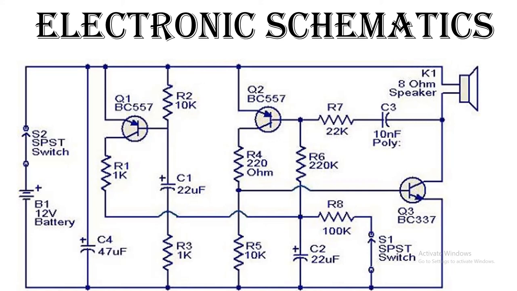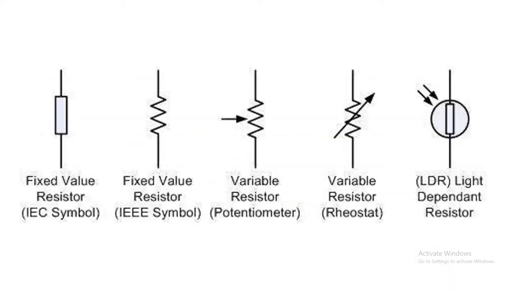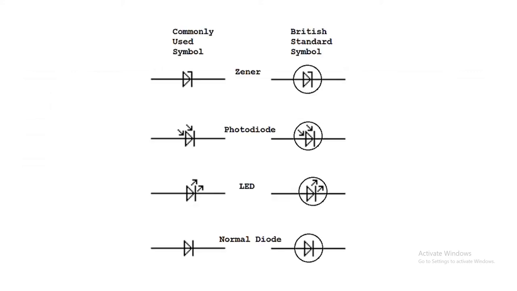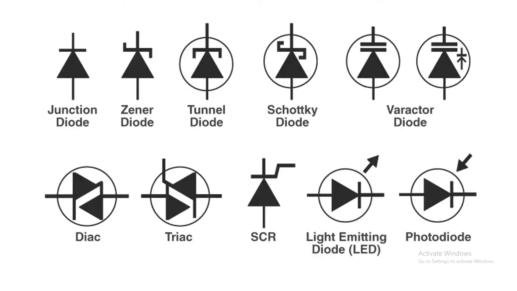Means these all are electronics component symbols. First you need to learn the symbol of each electronics component. So here you can see these all are the symbols of the resistor. When you see a symbol like this on the circuit or schematic, you think that it's a resistor. This symbol is for diode. There are many types of diode, and LEDs are also diode types. So each diode has its own symbol. This symbol is also for diode.